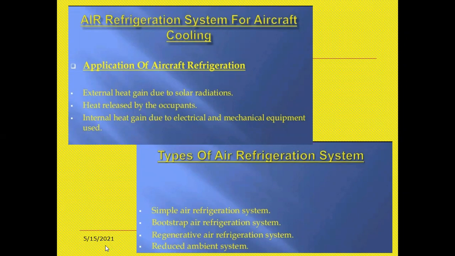Next, heat released by the occupants. Heat is released by the occupants. Whatever the people you are having in the airplane or in a railway or other thing, a body has some sort of temperature. So when the occupants are increasing, automatically the heat gained from the bodies also increases. Internal heat gain is due to the electrical and mechanical equipment used. What is the other heat gain you are having along with the occupants? Electrical and mechanical equipment systems used. The mechanical instruments are like compressors, condensers, evaporators, and also the electrical supply.